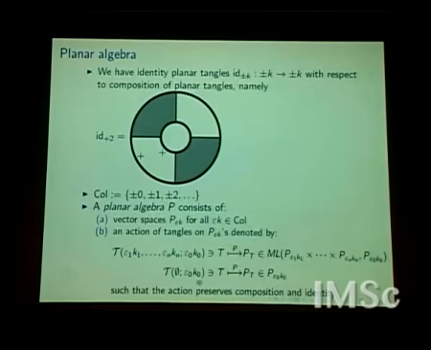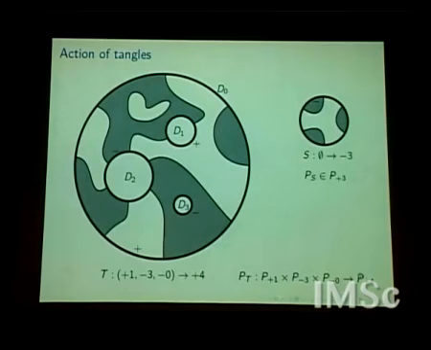And also the composition and identity should be preserved. So what do I mean by that? T here is a tangle from +1 -3 -0 to +4. So the action of T should be from P +1 cross P -3 to P -0 to P +4, a multilinear map, and S is a tangle without any internal disk. So PS should be just an element of P -3, I am sorry about that, this is a misprint, P -3.